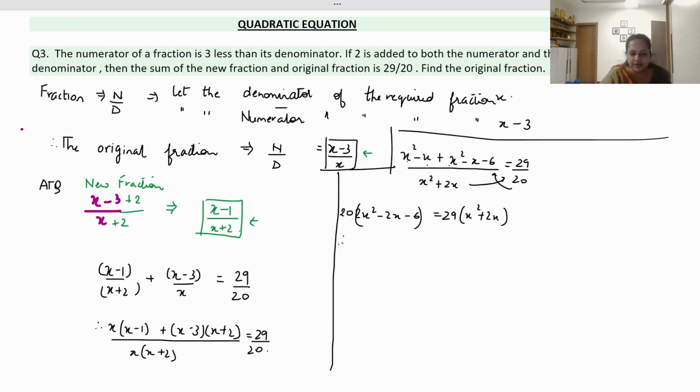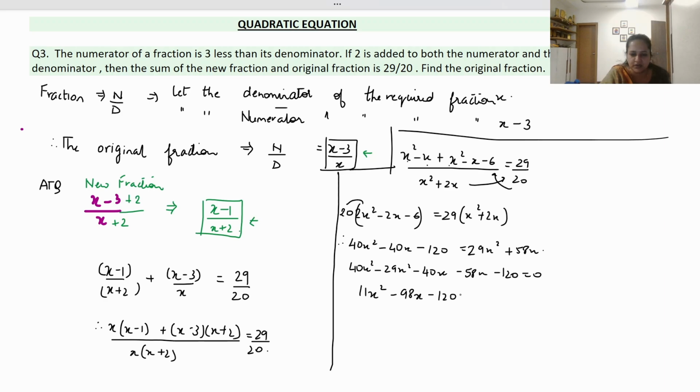Further moving on, we are going to get 40x square, 2 into 20, minus 40x minus 120 is 29x square plus 58x. So we are going to have 40x square minus 29x square minus 40x, we are transposing and rearranging things, minus 58x minus 120 is 0. So your resultant quadratic equation is going to be 11x square minus 98x minus 120 is 0.